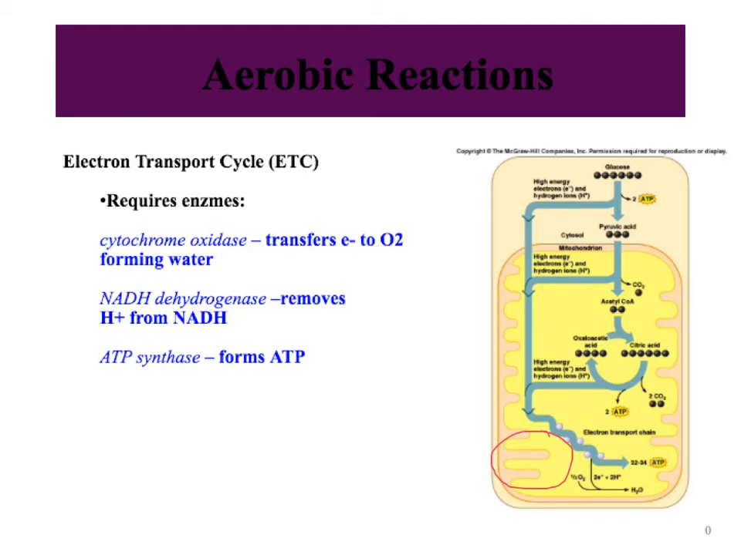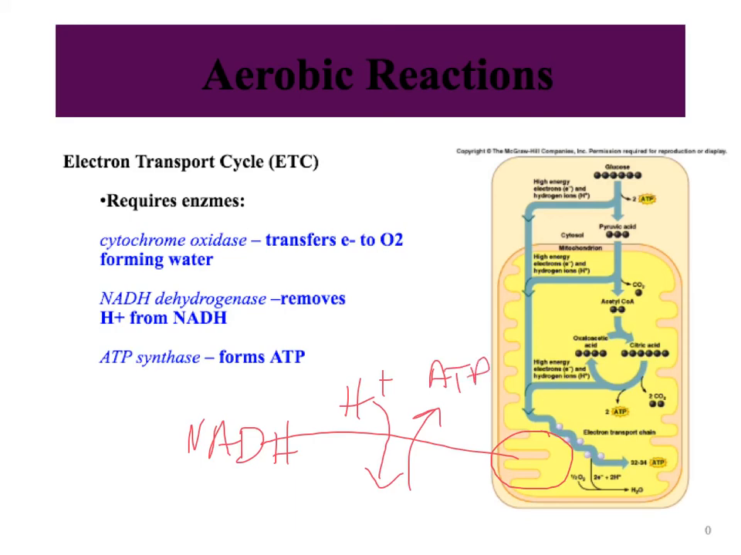Here we see within the folds of the mitochondrial membrane the NADH dehydrogenase removing, or oxidizing, the NADH, providing a high-energy electron carrier. The passage of that electron carrier across the membrane allows the final enzyme, ATP synthase, to form a molecule of ATP.